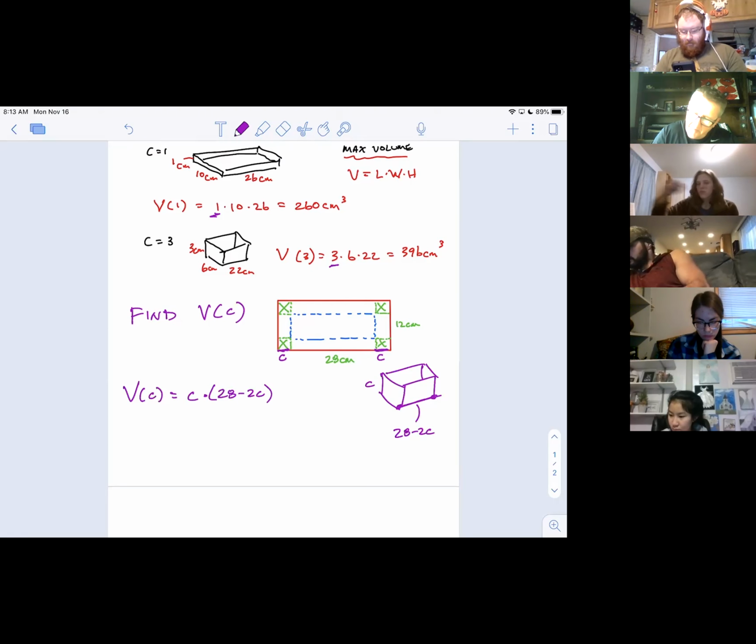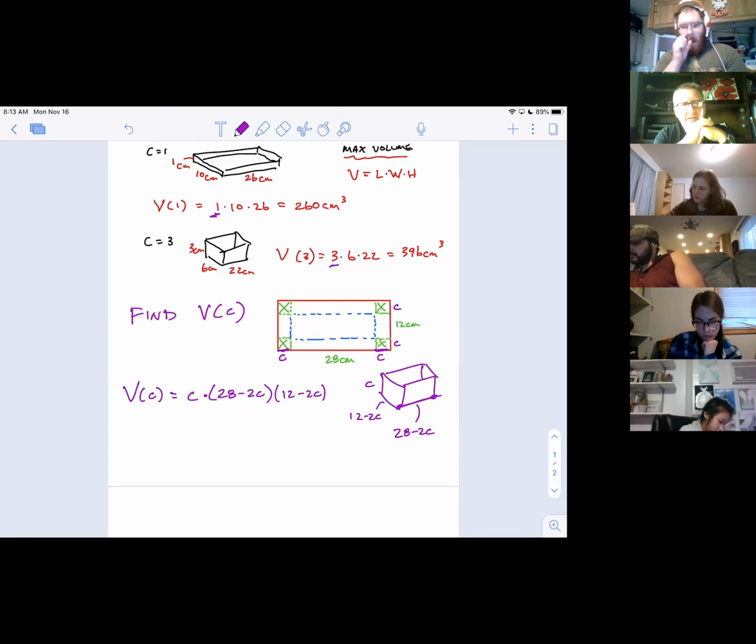And then doesn't the same thing happen over here? In other words, if this is C and this is C, then isn't that width right there 12 minus 2 C's? So now what I have is actually an algebra equation that tells me the volume no matter what C is, which is kind of cool.